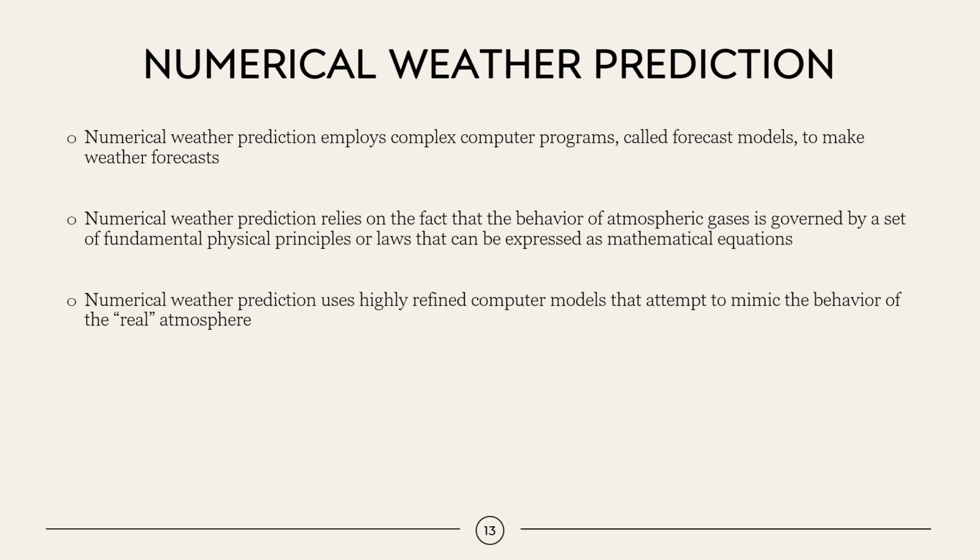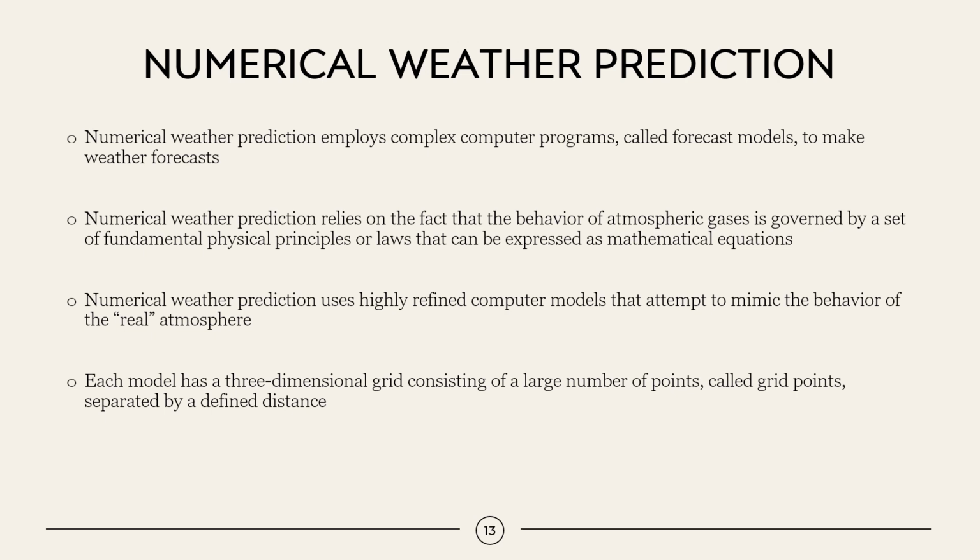The output is a description of the future state of the atmosphere that is called the weather forecast. Each model has a three-dimensional grid consisting of a large number of points called grid points that are separated by a defined distance. A high-resolution model has grid points that are generally separated by less than 5 kilometers, whereas a low-resolution model might have data points located more than 300 kilometers apart.